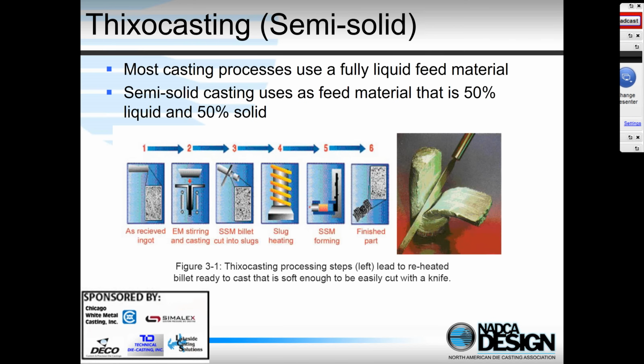So let's talk about semi-solid casting. Instead of using a fully liquid feed material, we're going to use a material that's about 50% solid and 50% liquid. And so this picture here on the right kind of shows the consistency of the material. So the cylinder is still hard enough to maintain its cylindrical shape, but it's soft enough that you can cut it with a spatula. So we can basically consider it a high viscosity liquid.